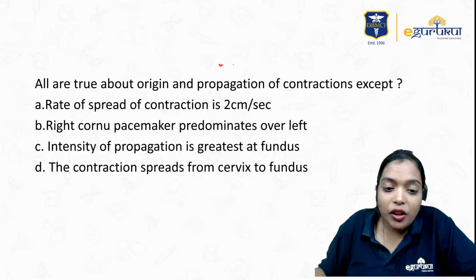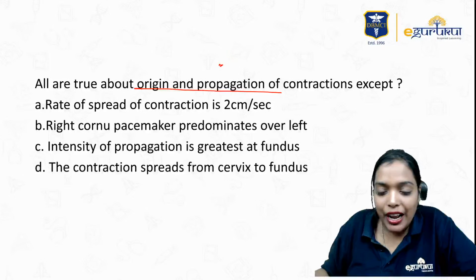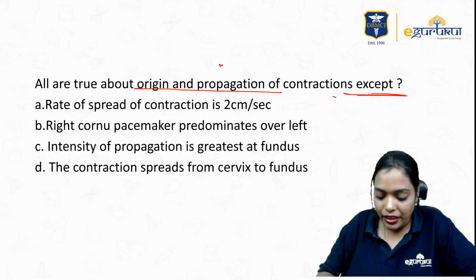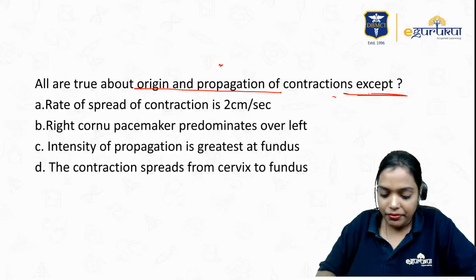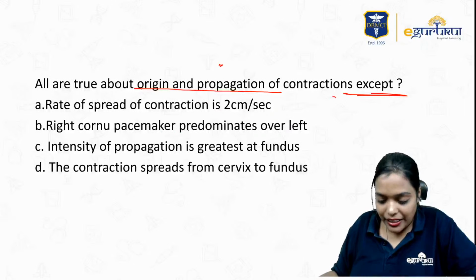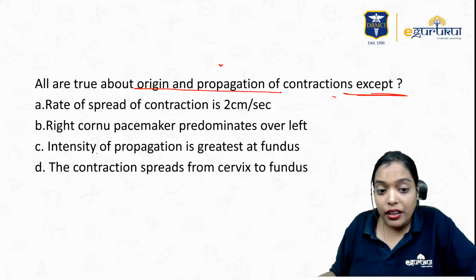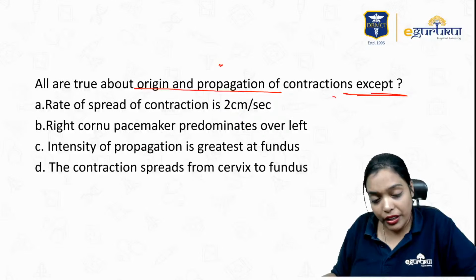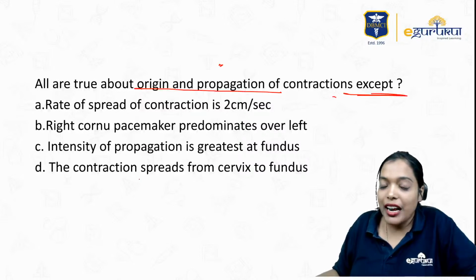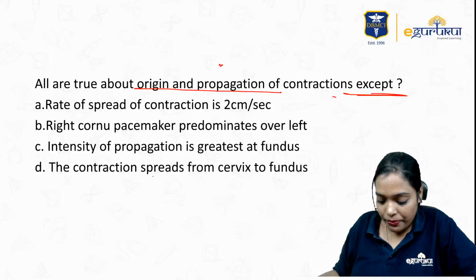All are true regarding the origin and propagation of contractions except: rate of spread of contraction is 2 cm per second; right cornu pacemaker predominates over the left; intensity of propagation is greatest at the fundus; contraction spreads from cervix to fundus. I am expecting all of you to answer this.